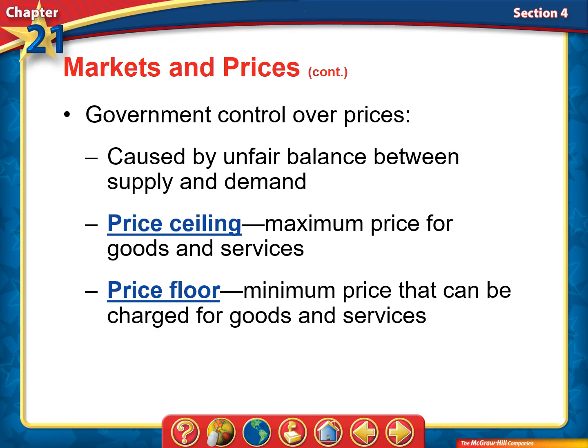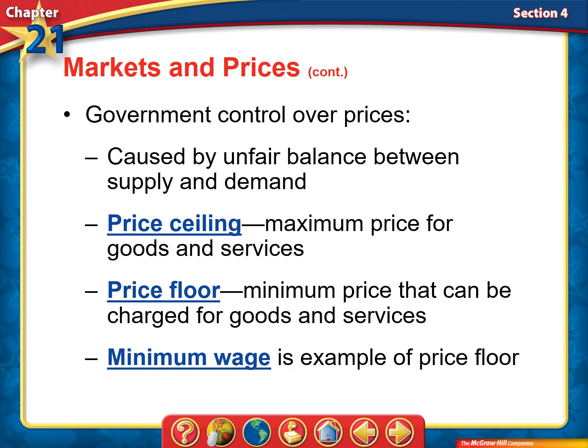One attempt to combat this was the price floor, where they established a minimum price that farmers could charge for their product, and that was to help them stay in business. One practical example of a price floor that you guys have experience with is minimum wage. Minimum wage is the lowest legal wage that can be paid to most. Now that's the key, most.